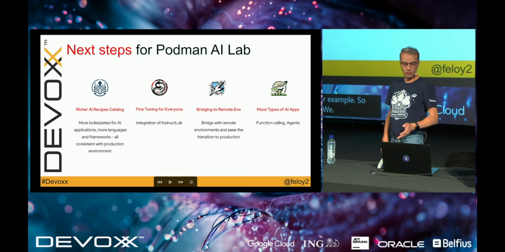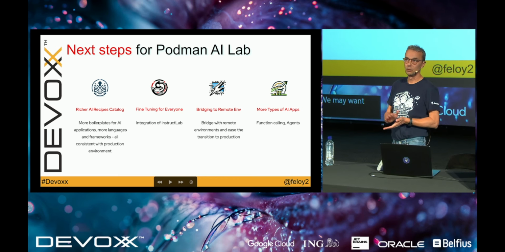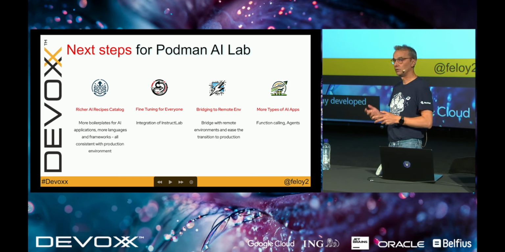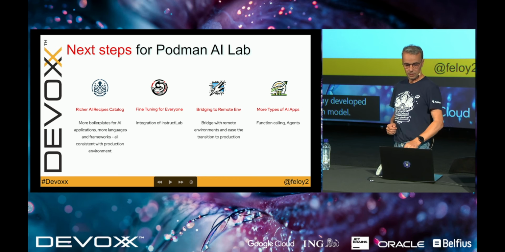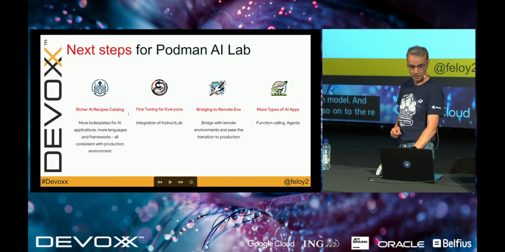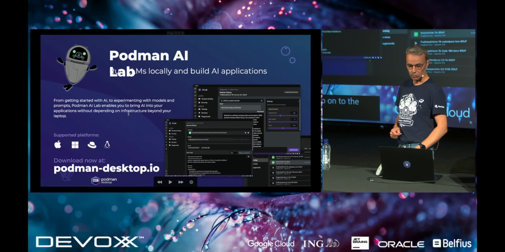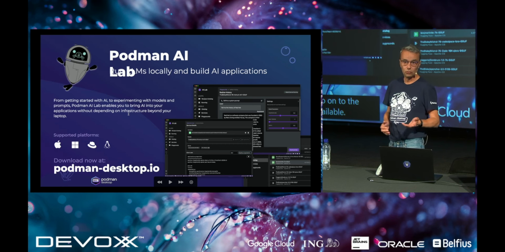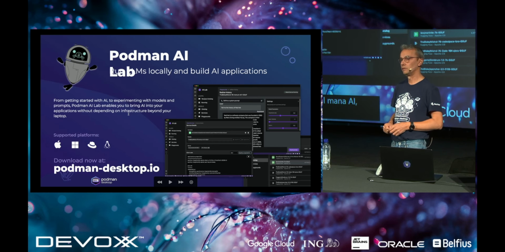We may want to integrate with InstructLab. So InstructLab is a way developed by Red Hat and IBM to train your own model, and adding some RAG, function calling, and so on to the recipes. And so if you want to test it, it is available already. So you may want to have first Podman Desktop, and then Podman AI Lab, which is an extension available directly from the catalog of the Podman Desktop extensions.